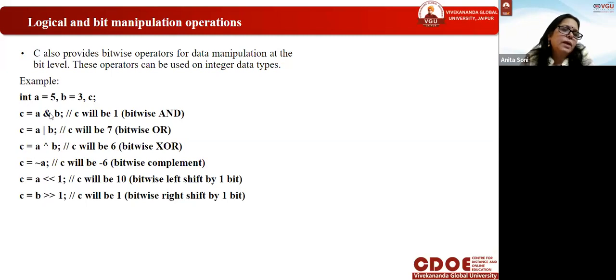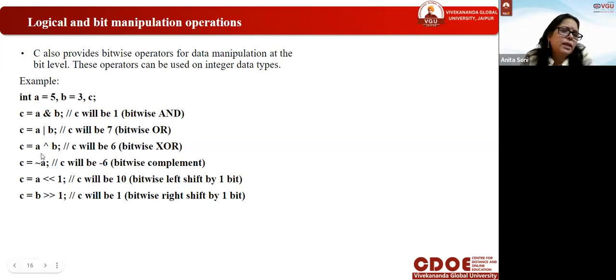So this is the AND operator. When both A and B are 1, then only the result would be 1, otherwise 0. In the OR operator, when both A and B are 0, it is 0, otherwise it is 1.